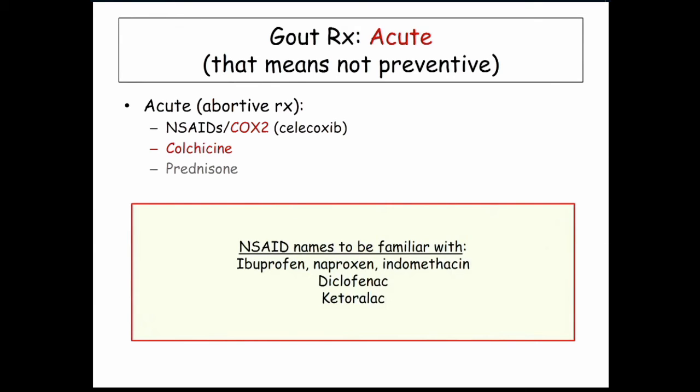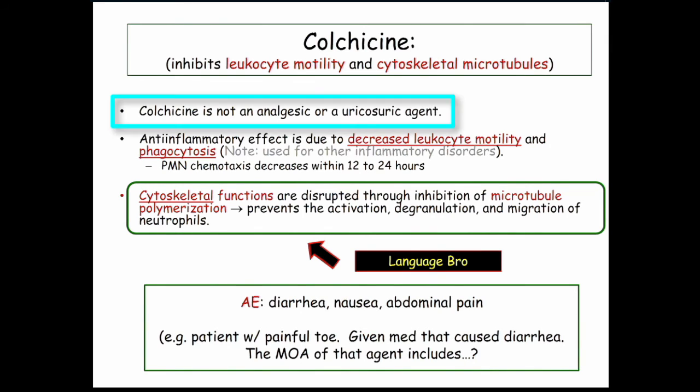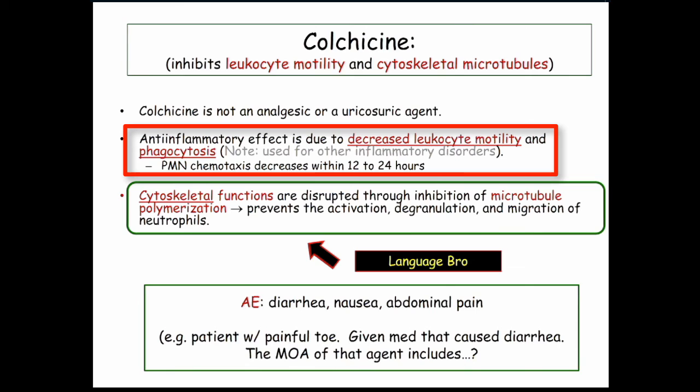So NSAIDs are treatment of choice for sure. You can use a COX-2 if there's a contraindication, but you have to be familiar with colchicine. Colchicine is alive and well. We absolutely use it for gout. It's treatment of choice for acute pseudogout. The way they'll do it, they won't say, hey, use colchicine. They're going to describe it by leukocyte motility and cytoskeleton microtubules, all righty? So it's an anti-inflammatory, so not an analgesic, not a uricosuric, anti-inflammatory, decreased leukocyte motility.